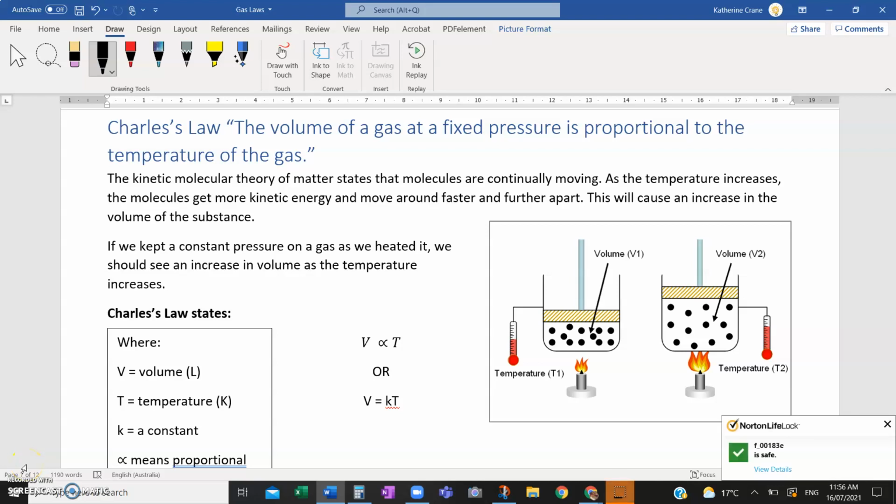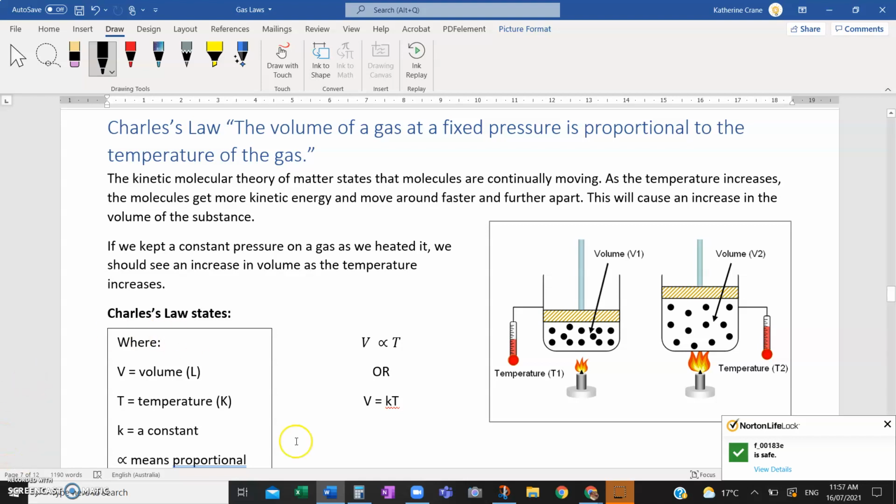Okay, next we're looking at Charles's law, and this is about volume of gas and temperature of the gas. It's that the volume of a gas at a fixed pressure is proportional to the temperature. Now, we already know that the kinetic molecular theory of matter tells us that molecules are continually moving.